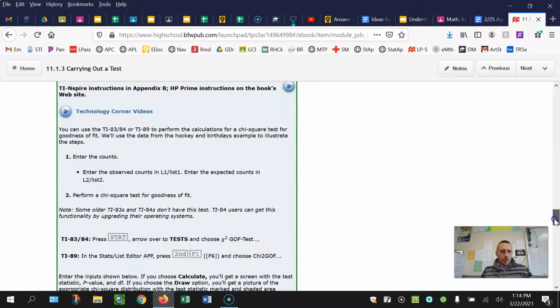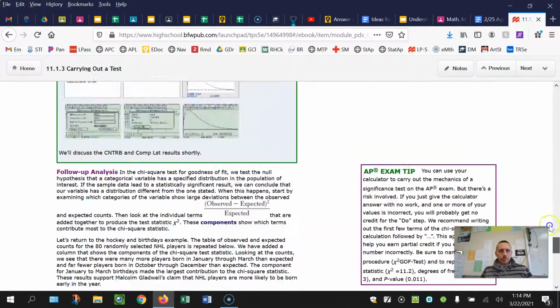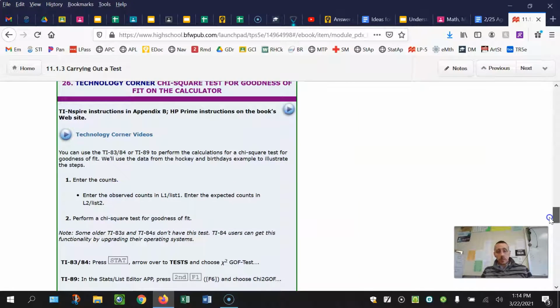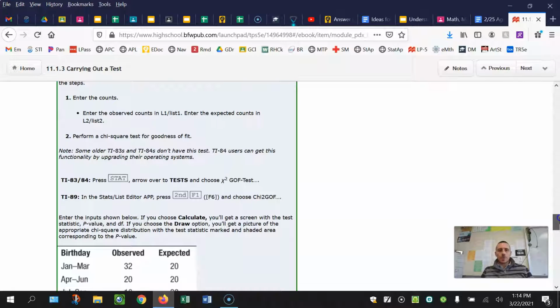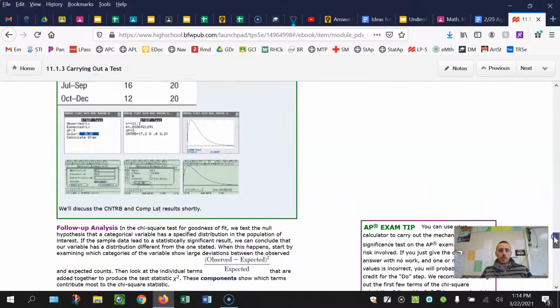So one thing that we're going to talk about here is how to do this test on the calculator. The observed counts have to go in list 1, the expected go in list 2, and then you're going to bring up a chi-squared GOF test under the stat test menu. You're going to look for chi-squared GOF, and then you'll run that.